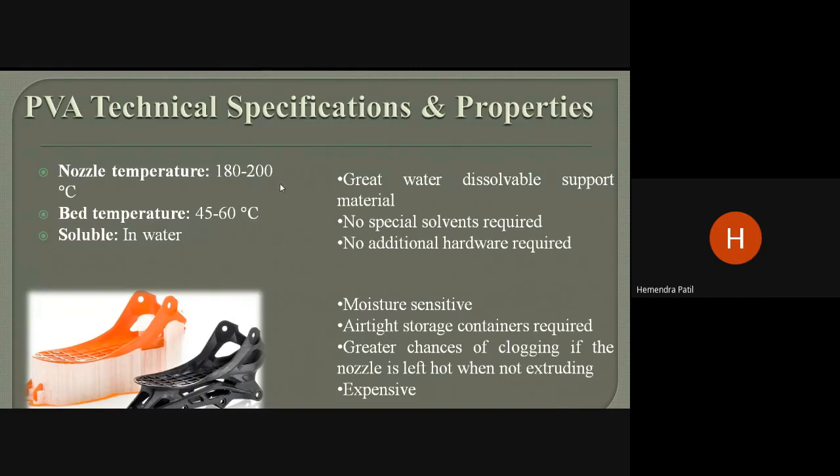The nozzle temperature is 180 to 200 degrees Celsius, and the bed temperature for PVA is 45 to 60 degrees Celsius, and it is soluble in water. It is a water-dissolvable support material, and no special solvents or additional hardware are required for removing this material from the parts. But some cons are there. It is moisture sensitive, and airtight storage containers are required to store this material. There is a greater chance of clogging if the nozzle is left hot when not extruding, and PVA is expensive.